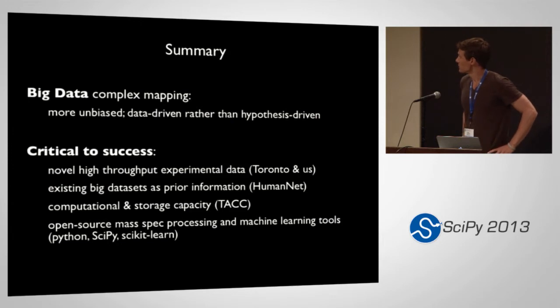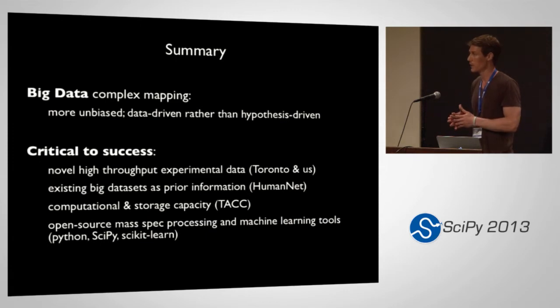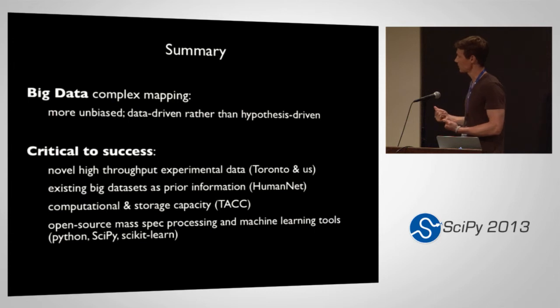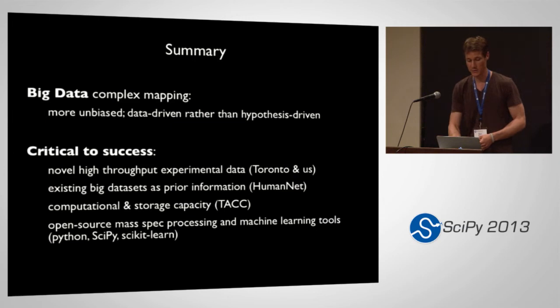So just to sum up, by using machine learning and integrating all of these big data sets, we're able to map out complexes in a way that's more unbiased and more data-driven than people have done previously, and gets a lot more coverage. And the crucial aspects of success for us, obviously, we have a lot of novel high-throughput data that we're able to handle thanks to all these Python modules and tools and interactive tools that are out there that I can use. And then, as I said, integrating what we're calling prior knowledge from biology and the computational and storage capacity that we have access to at TACC. And I mentioned the mass spec processing and machine learning tools. A lot of these Python tools are extremely valuable and make this a feasible project, whereas it might not otherwise be.